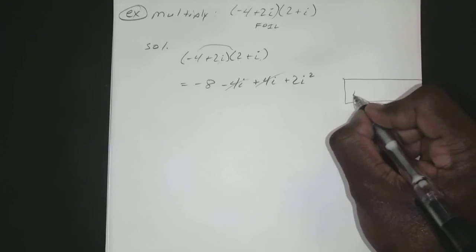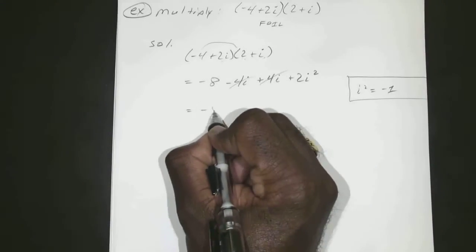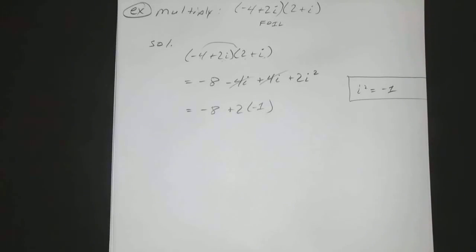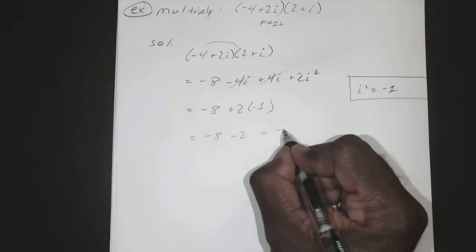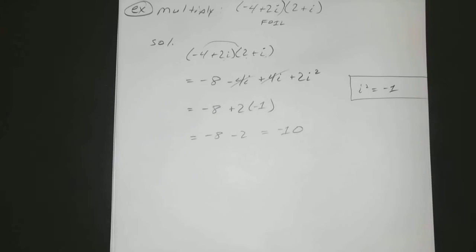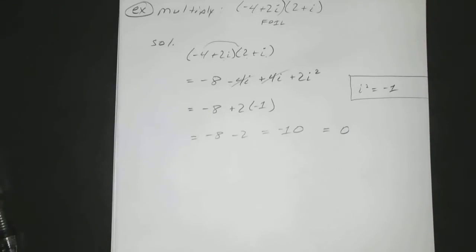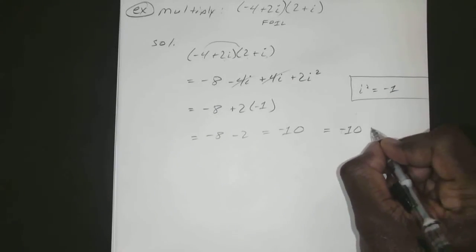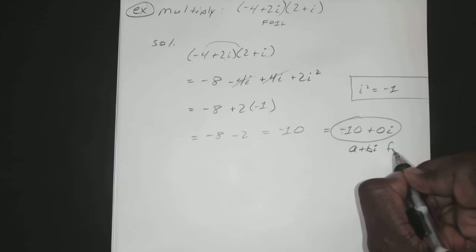You also remember that i squared equals negative 1. So you have negative 8 plus 2 times negative 1. Okay, so you have negative 8 minus 2 is negative 10. But in most cases, they will want that a plus bi form. So you're going to make that negative 10 plus 0i. Sorry about that. So negative 10 plus 0i. Remember, that's that a plus bi form.